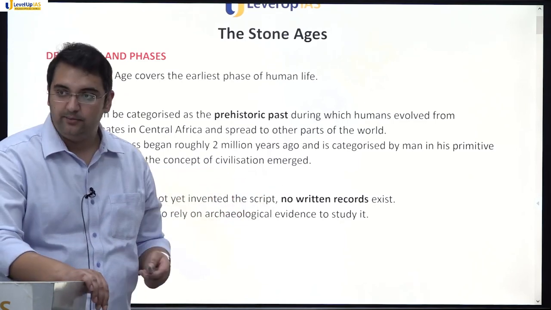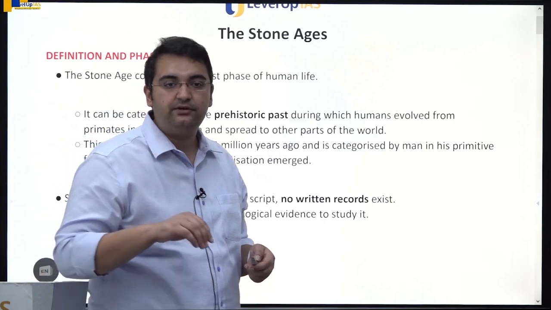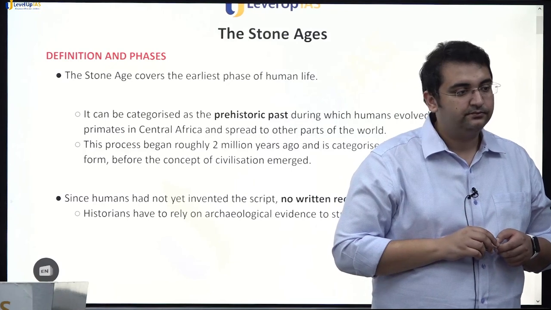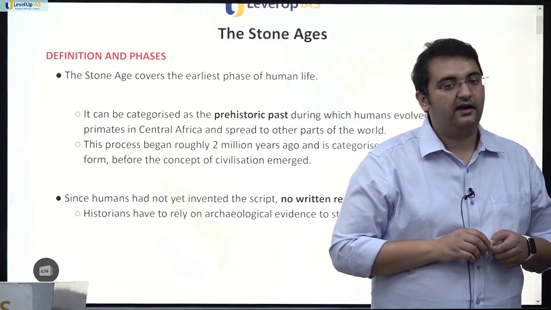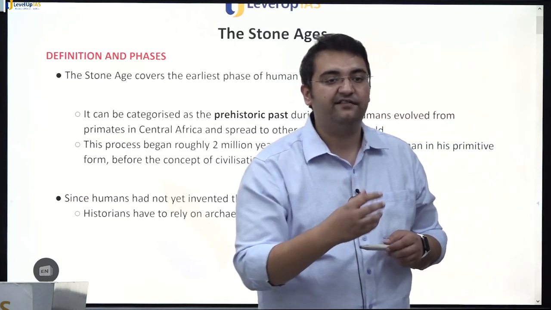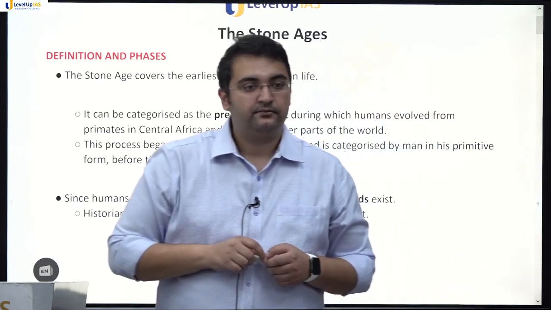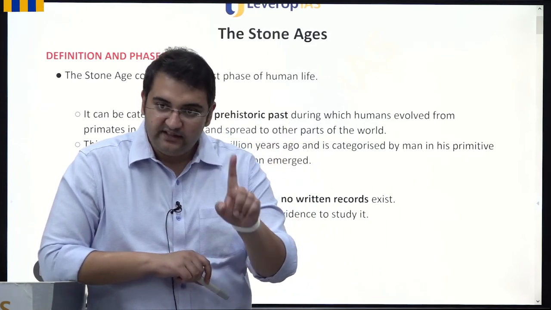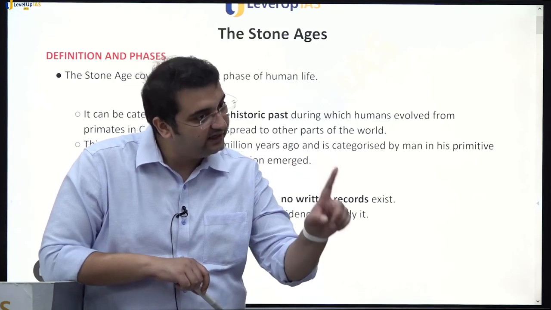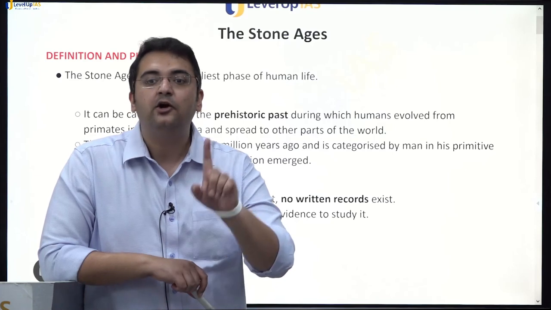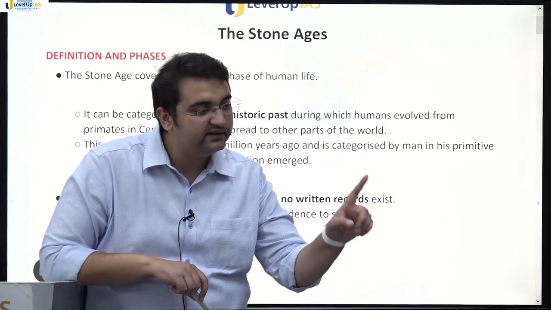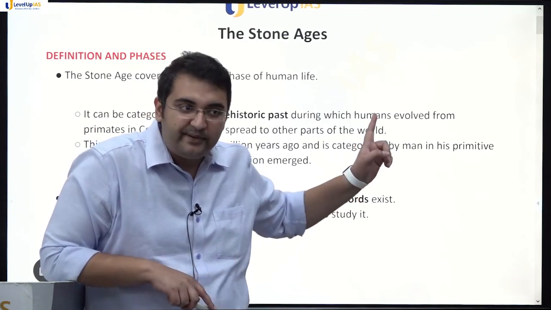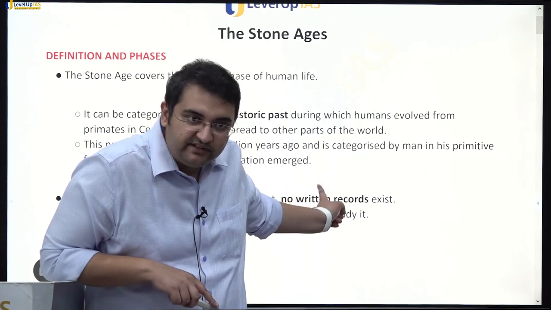and is categorized by man in his primitive form before the concept of civilization emerged. What is the meaning of civilization? What are the defining characteristics of civilization? Kya hota hai? Advanced culture, how do you quantify that advancement? Kya hota hai? Not only that, the first basic requirement of every civilization is the presence of a script, that they should have the ability to record their thoughts, to record the events that are taking place in the form of written material. Theek hai? To yahan pe script tha? Nahi tha. To yahan pe civilization tha? Nahi tha.